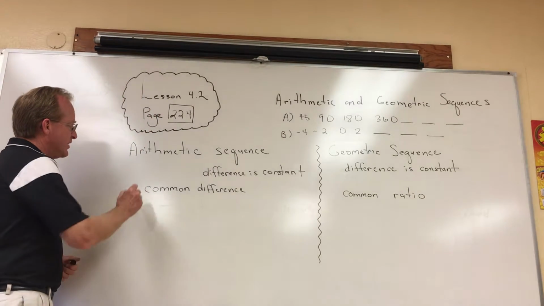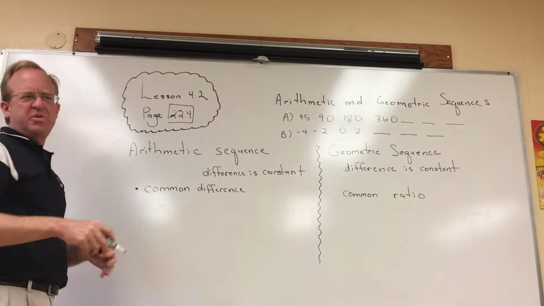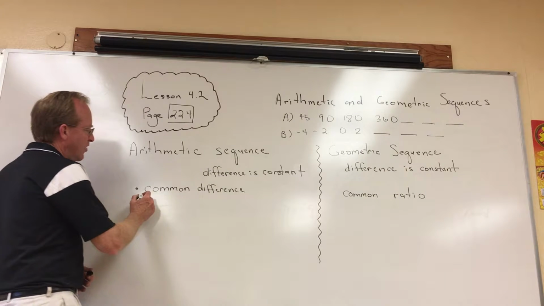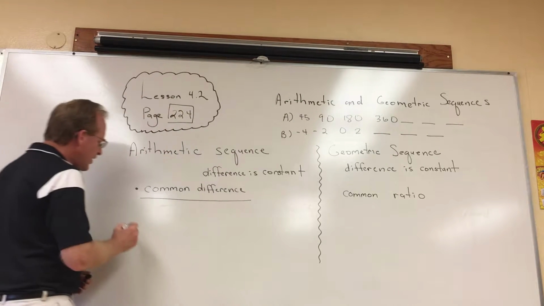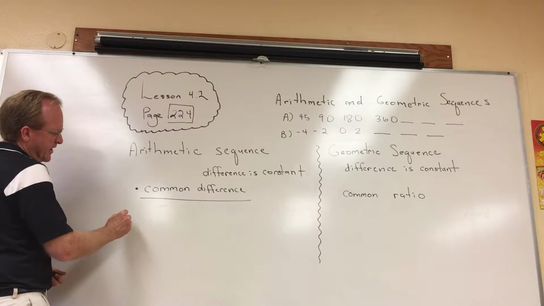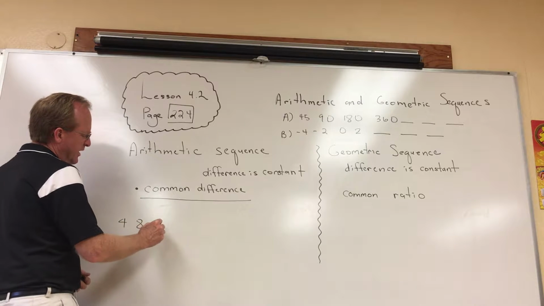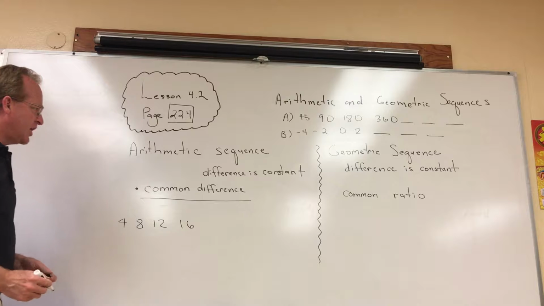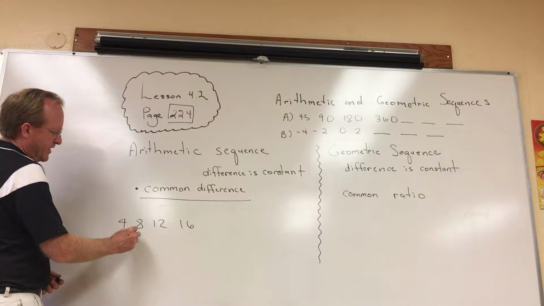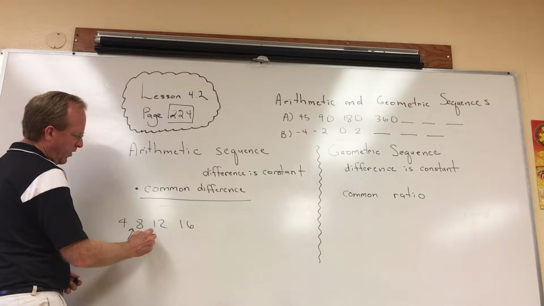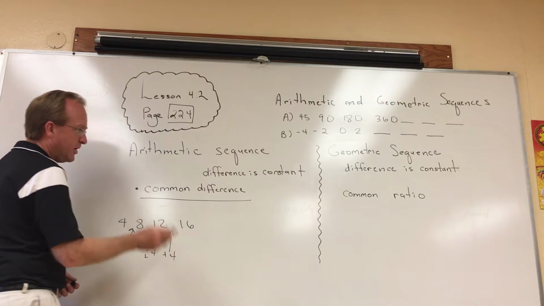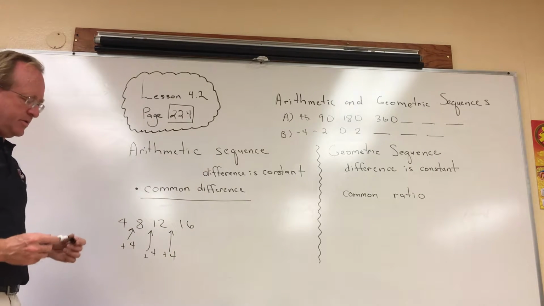The difference, remember I said you could always be adding 2, you could be adding 5. The difference is called the common difference. So here, if I have a sequence, let's say 4, 8, 12, 16, the common difference every time is 4. We're always adding 4. So as you're doing the assignment, watch out for arithmetic sequences.